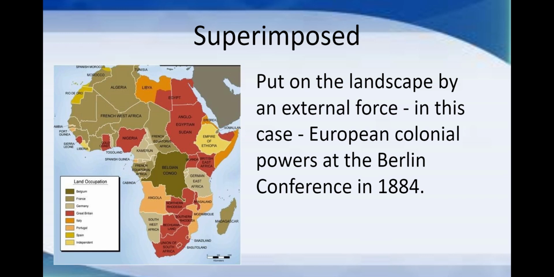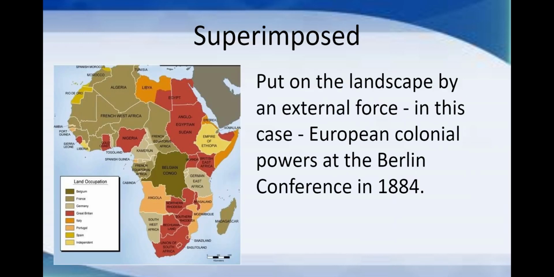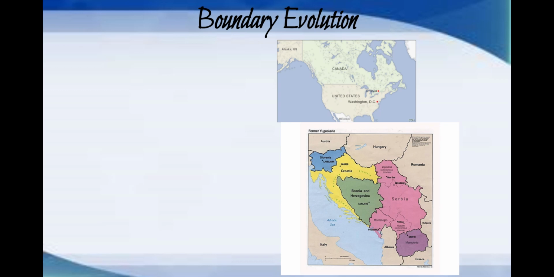And eventually the borders of this, in many cases, morphed into the modern day national borders of African countries. So these superimposed boundaries that were created for colonies eventually grew into a lot of the modern borders of Africa. And there are some interesting examples of that not being true, but in general, these do correlate with each other. All right, so far we have three types of boundaries: geometric, physical, and superimposed. We're going to go on to two more.